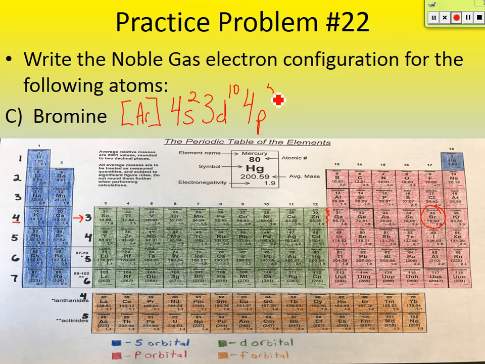5 over. So 4p5. That is the noble gas electron configuration. Who got it right? Raise your hand. I want to see. Okay, excellent. Looks like we're getting it.